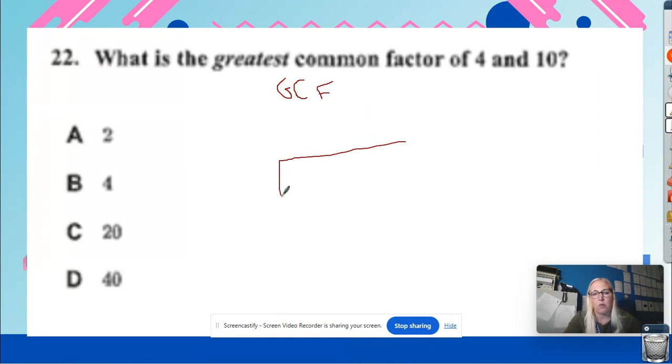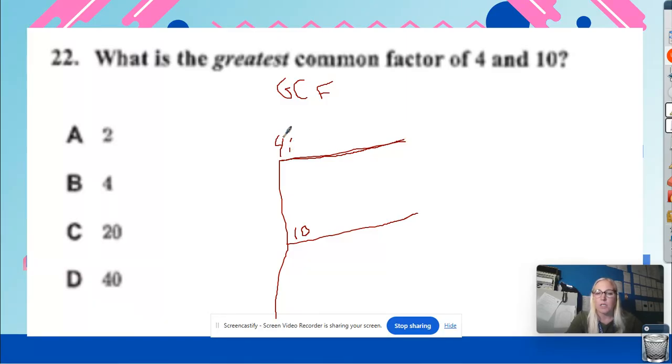And if you remember, the best way to find the greatest common factor, this goes back to the beginning of the school year, is to make a large letter F. And you stack the numbers one on top of the other, 4 and 10. And basically, that line reminds you that you're going to list all numbers that can be multiplied to get to that number.